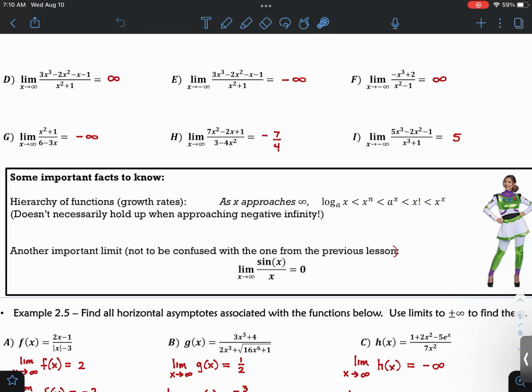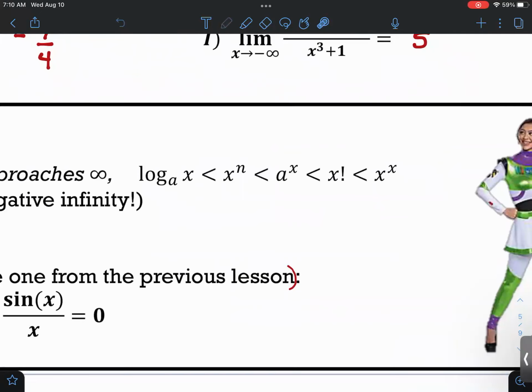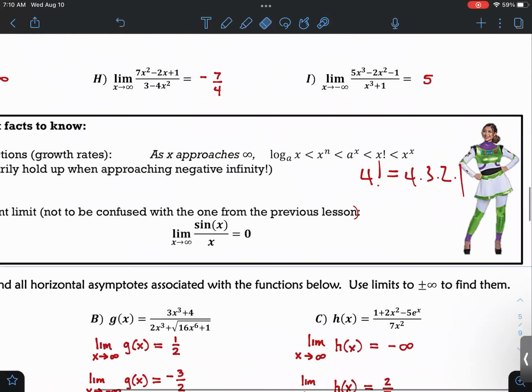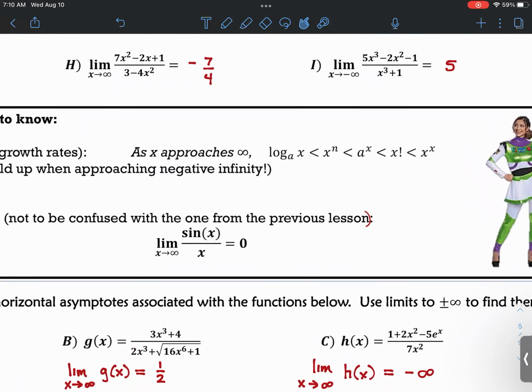This exclamation point stands for factorial. X factorial means you're taking a given whole number and multiplying it by all the subsequent whole numbers counting down to 1. So for example, 4 factorial means 4 times 3 times 2 times 1. But that type of progression actually grows really quickly. It grows even faster than exponentials. And the grand champion is x to the x. That one grows super, super fast.